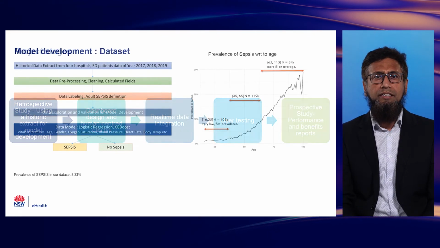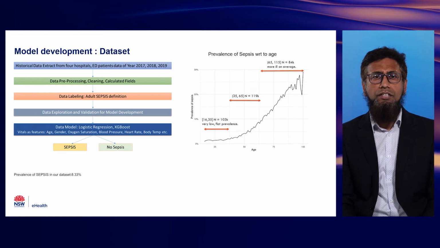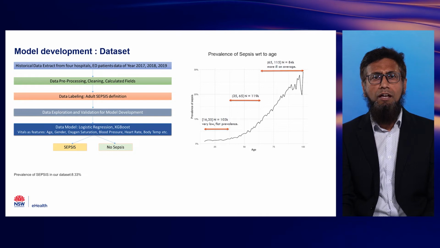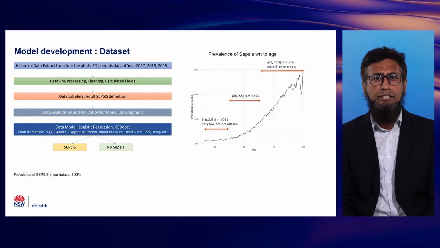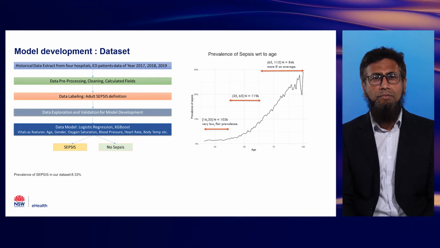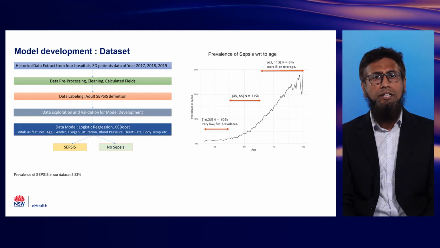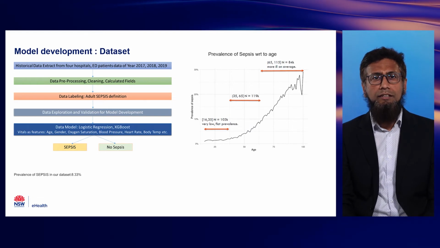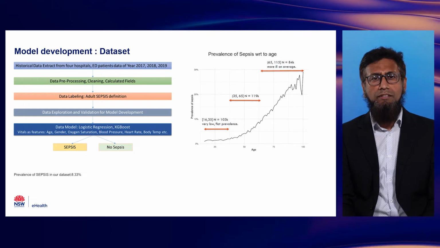What you see here is the dataset and processes applied to develop the models. 3 years of historical electronic medical records of hospital patients from 4 emergency departments were extracted to label the dataset into 2 categories, sepsis or no sepsis. We have applied a clinical definition of sepsis through domain experts to label each observation. We have noticed that the prevalence of sepsis increases the older a person is.